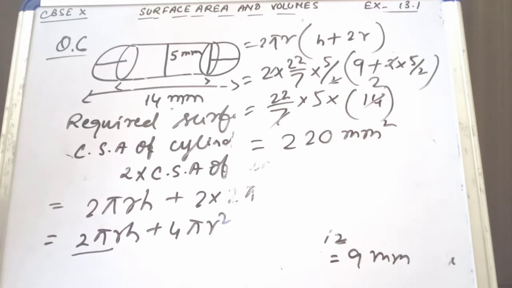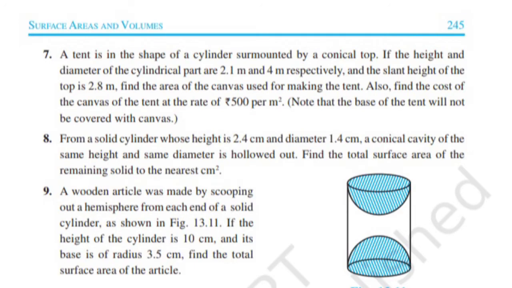Now next, question number 7. A tent is in the shape of a cylinder surmounted by a conical top. If the height and diameter of the cylindrical part are 2.1 meter and 4 meter respectively, and the slant height of the top is 2.8 meter, find the area of the canvas used for making the tent. Also find the cost of the canvas of the tent at the rate of 500 per meter square.